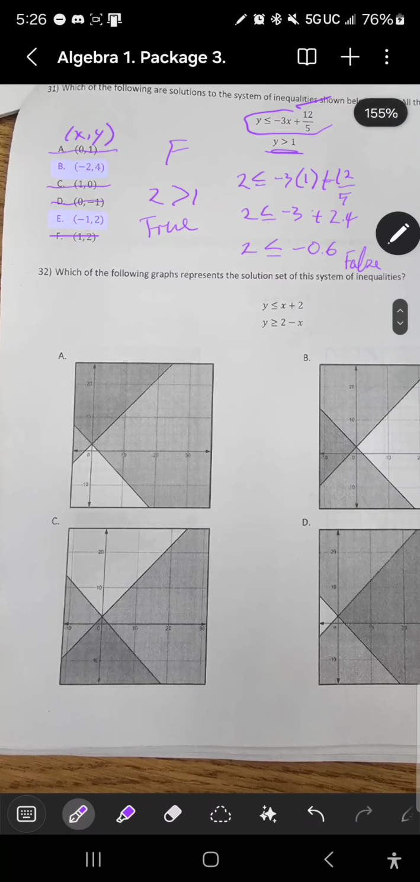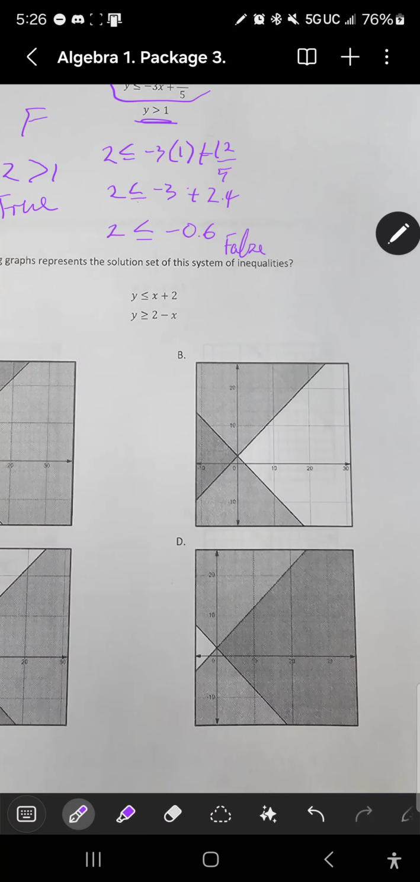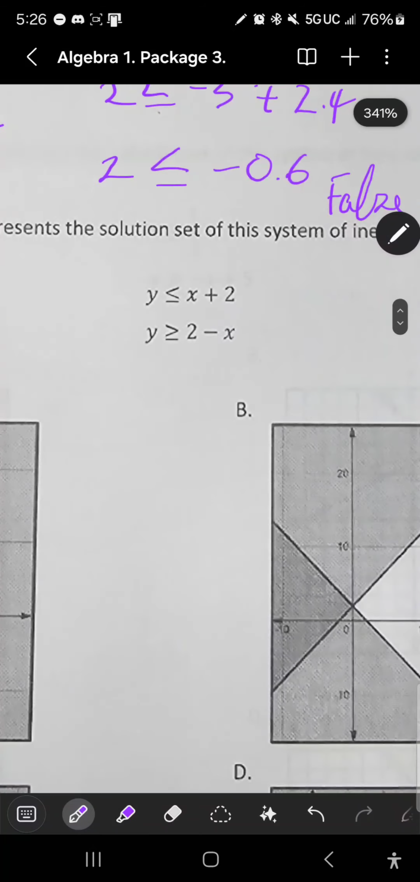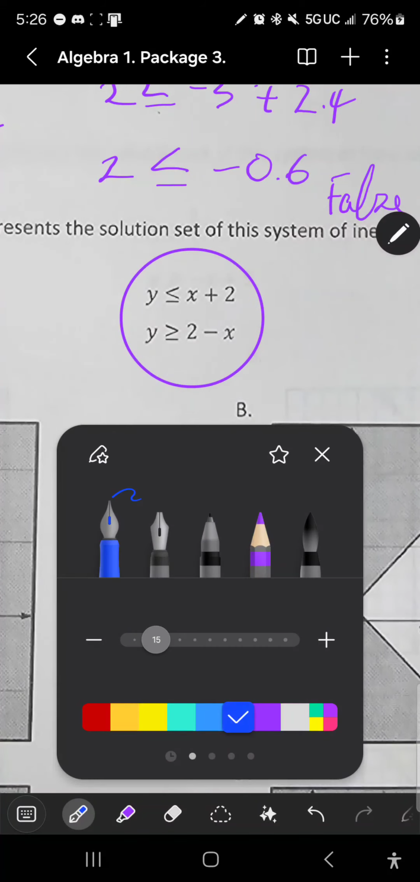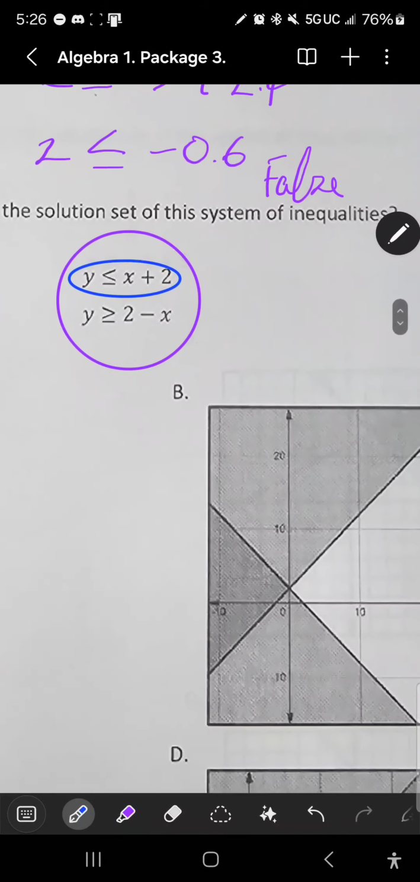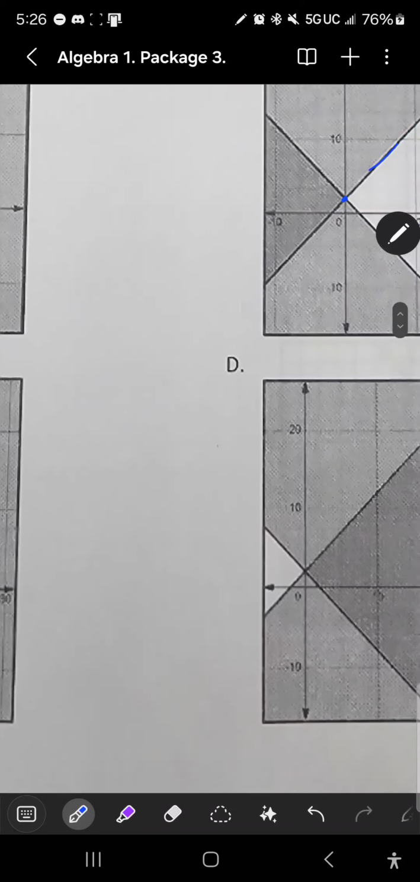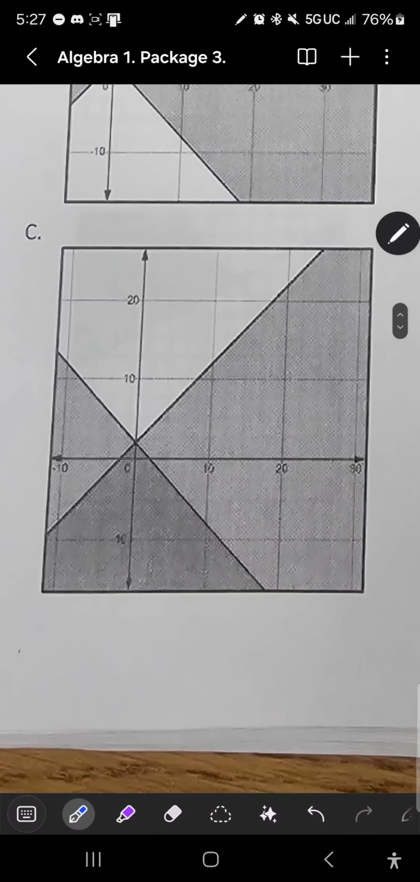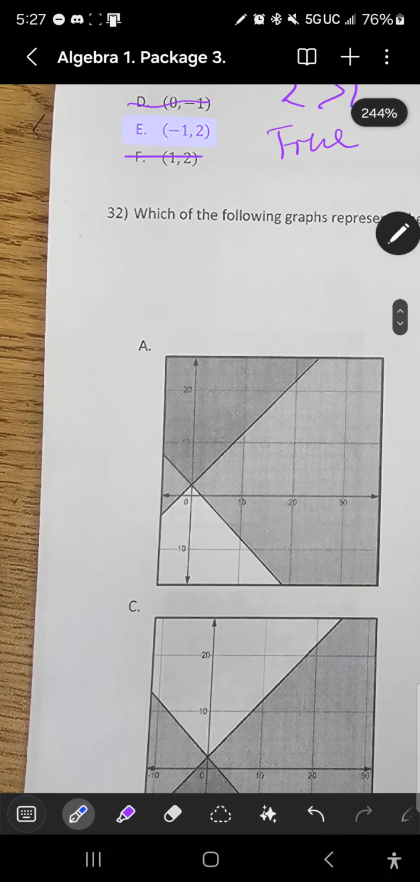And let's look at this. Which of the following graphs represents the solution set of the system of inequalities? First let's just graph these inequalities separately. I'm gonna look first at the upper one. I know that the slope is gonna be 1 and the y-intercept is going to be 2. So the y-intercept is 2 and the slope is 1. It's going up, and that is happening in all of them.